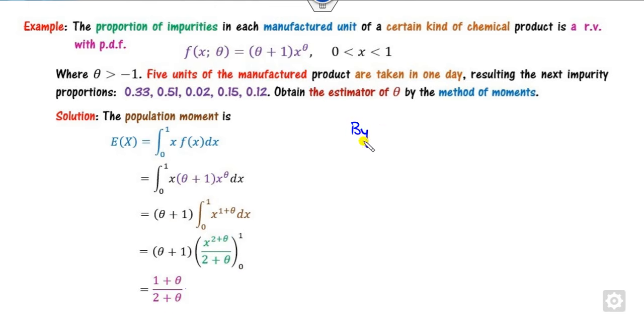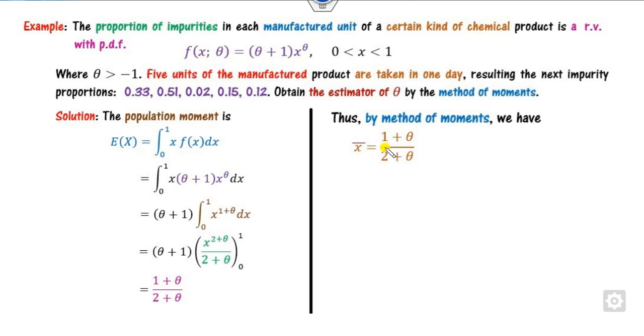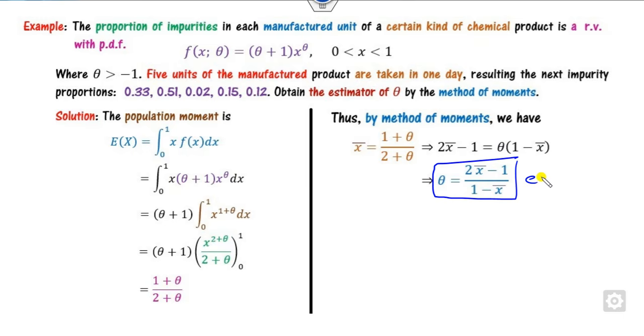Now, by the method of moments, E of X is nothing but m1, and m1 is nothing but x bar. So it means you can write it like here. Can you find the value of theta from here? You can easily do it. You can see 2 x bar plus theta times x bar is nothing but this. So you can take x bar and theta separately, and you get the values as here. This is the required estimator.